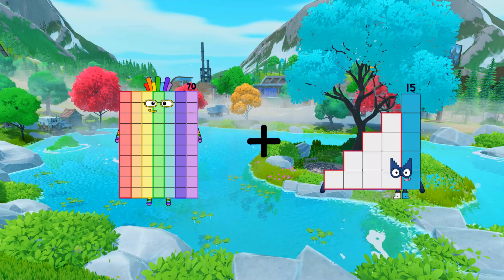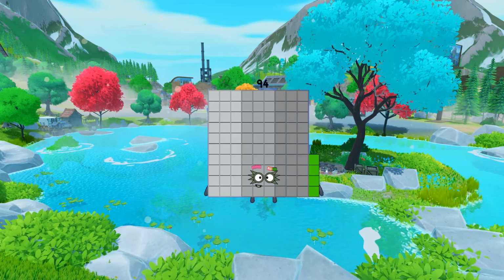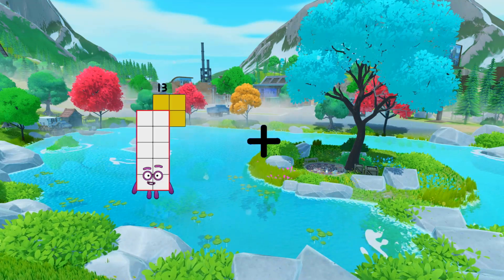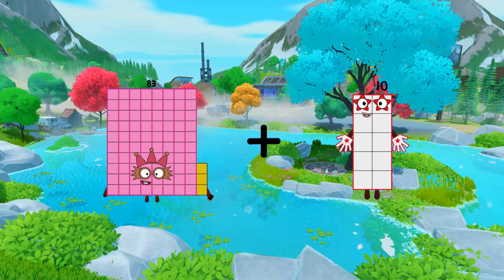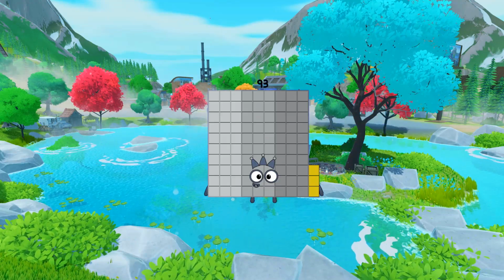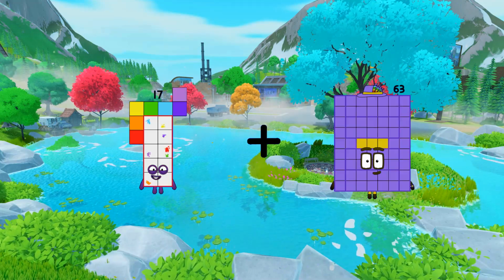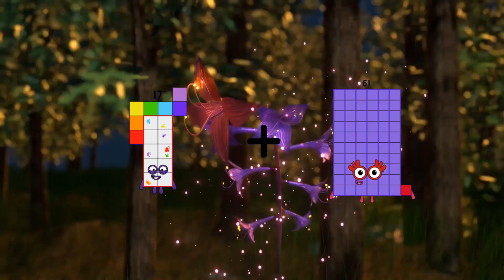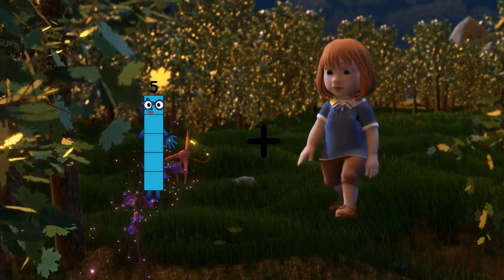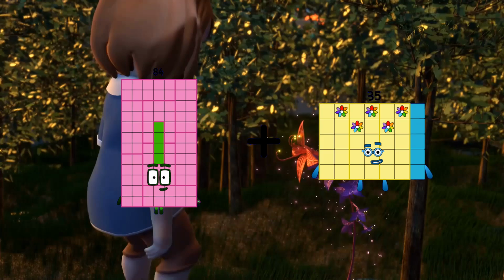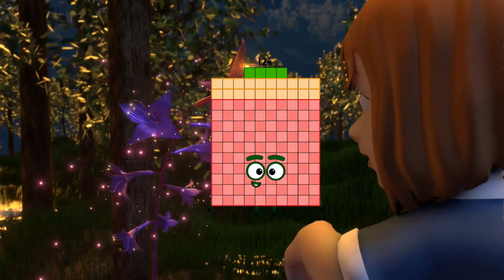70 plus 24 equals 94. 83 plus 10 equals 93. 17 plus 61 equals 78. 84 plus 40 equals 124.